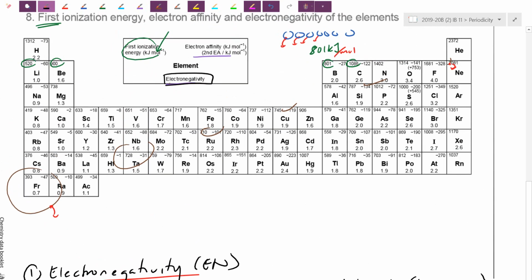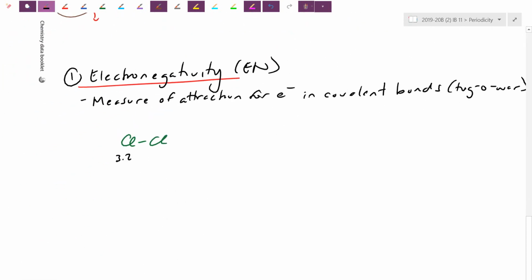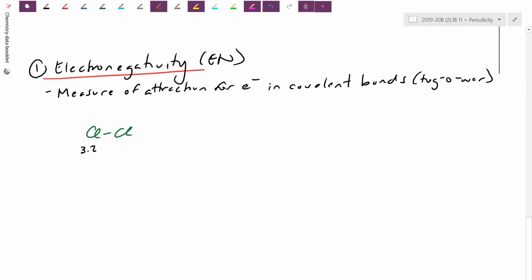Electronegativities are on the bottom of each of the elements here. Chlorine has an electronegativity of 3.2. Don't worry about the units. It's on something called the Pauling scale. This 3.2 is a number that describes how hungry they are for electrons in the bond.